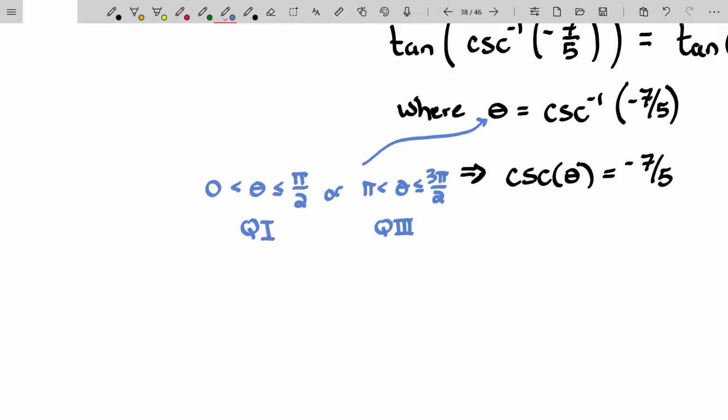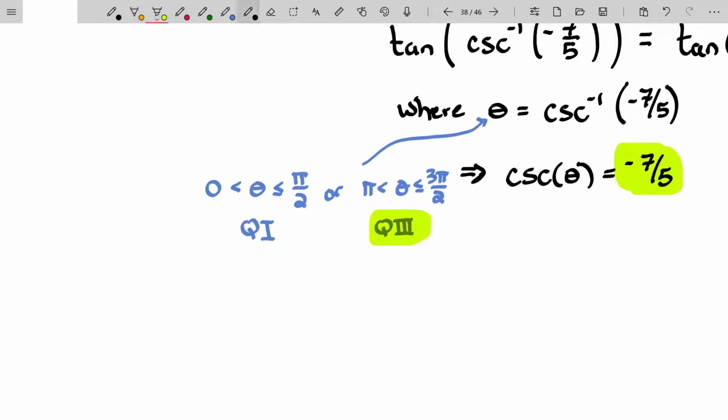What you should worry about is what quadrants the secant inverse and cosecant inverse return their angles into. In this case, it's quadrants 1 and 3, in both cases. Of those two quadrants, where is the cosecant going to be negative? Well, it's definitely not quadrant 1 because everything is positive in quadrant 1. So it must be quadrant 3.